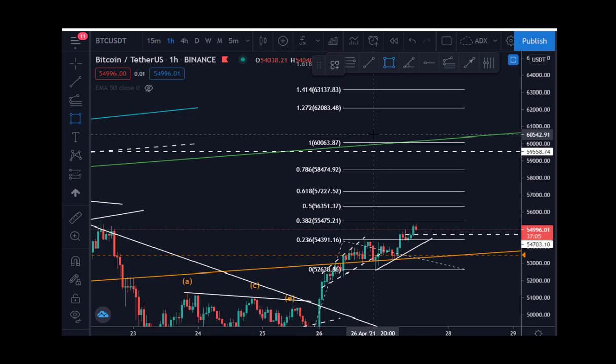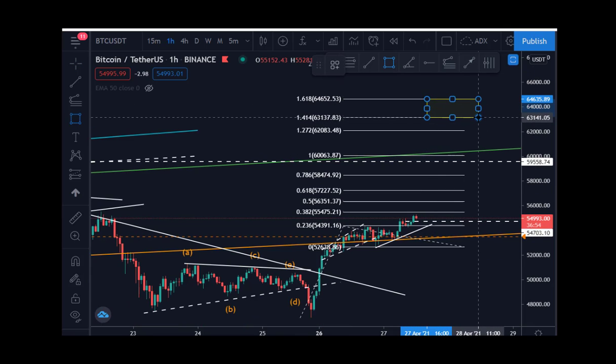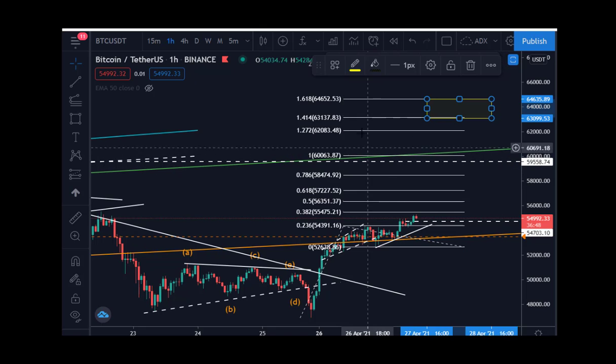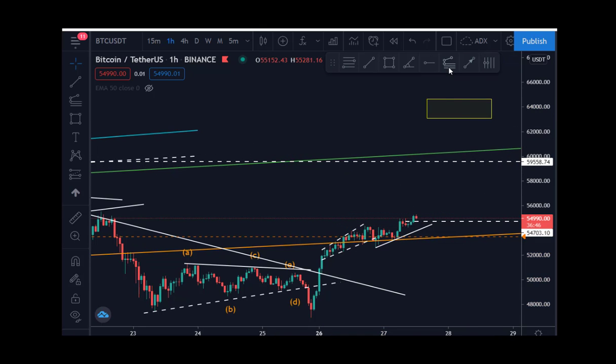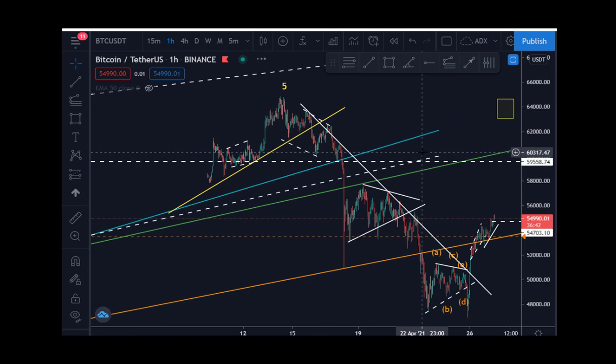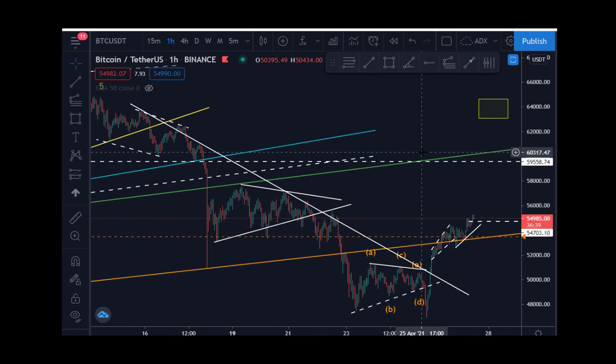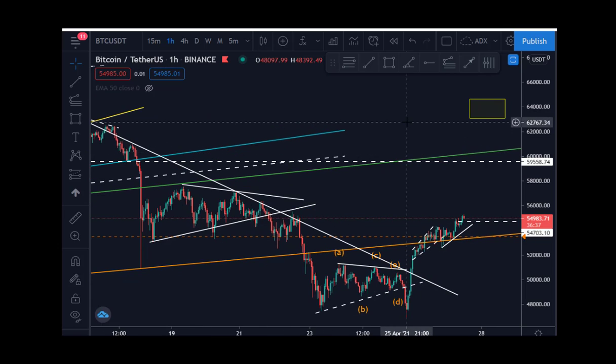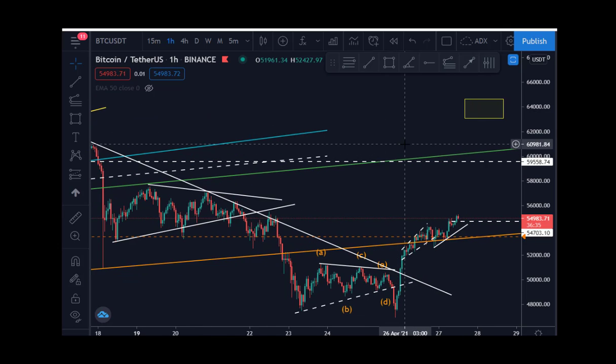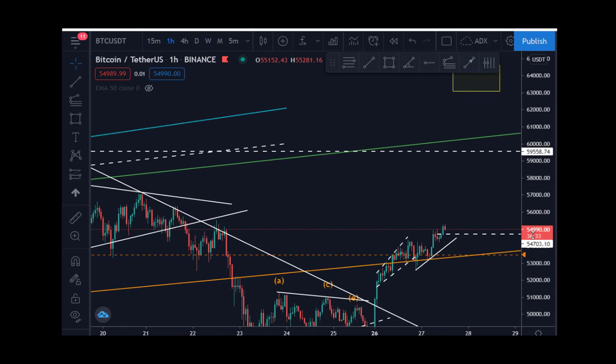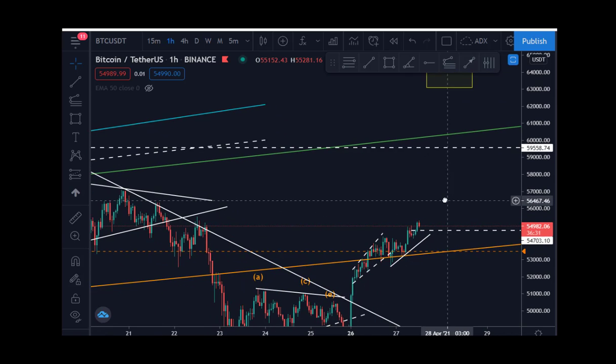You might see here, let's put it here. Okay, so 1.168, that is 64,000 plus. So this is where we are heading to, 64,000 plus, close to all-time high. And believe you me, this might be the beginning of the next bull run.